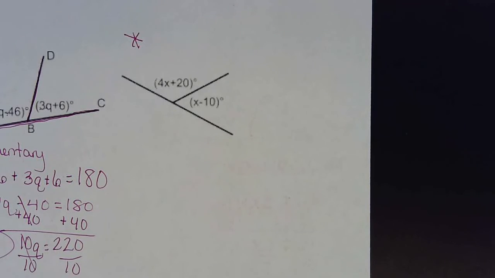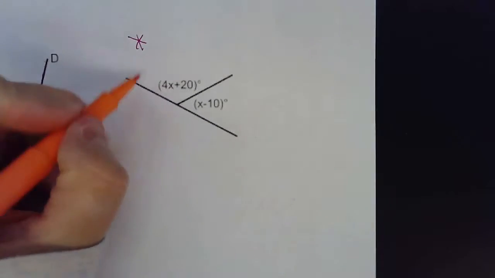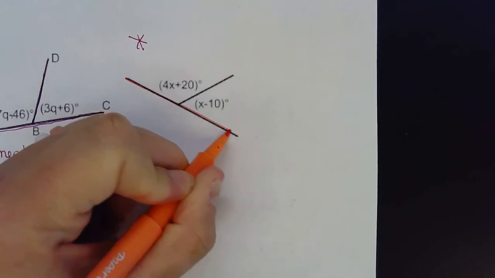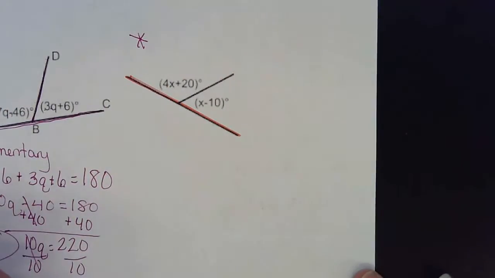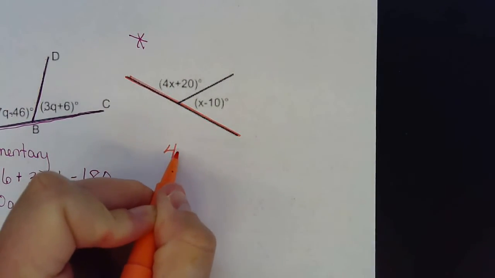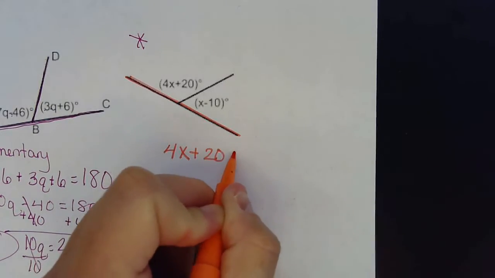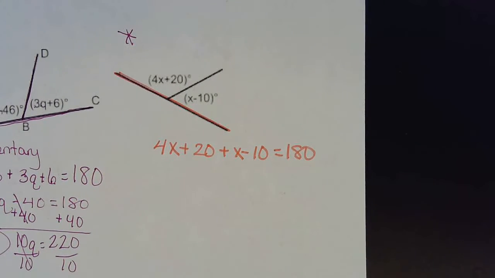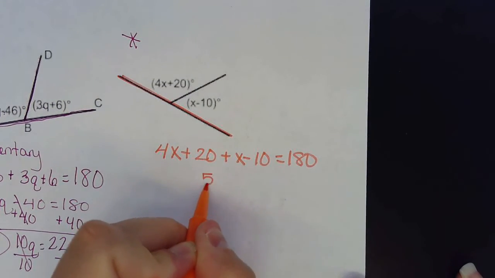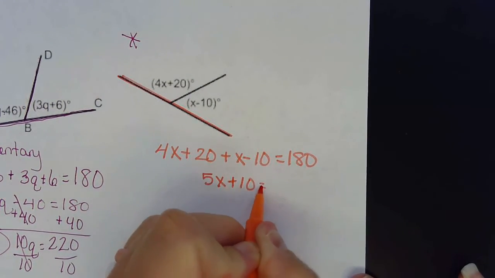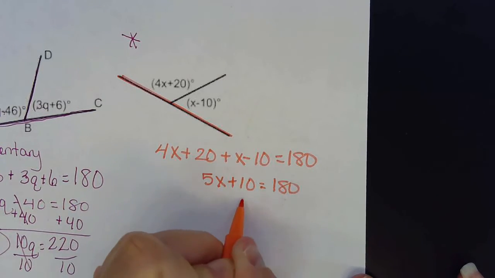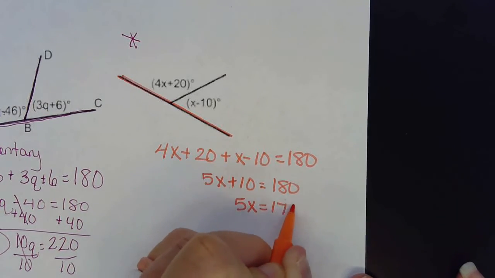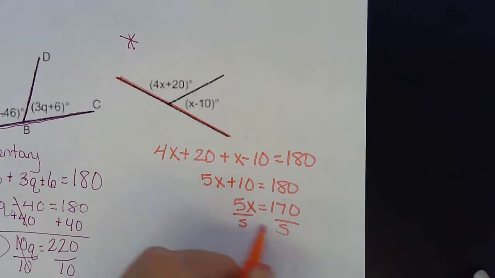Okay, these angles again form a straight line. This straight line right here is going to be your red flag. So these are supplementary again. So you're going to add them together and set it equal to 180. Combine like terms and you get 5x plus 10 equals 180. Subtract 10. And then divide by 5. 5, 10, 15, 34.